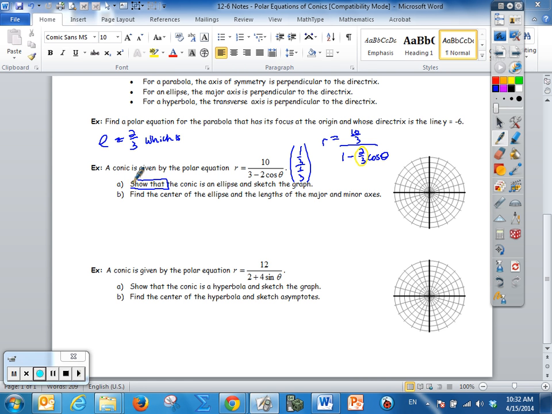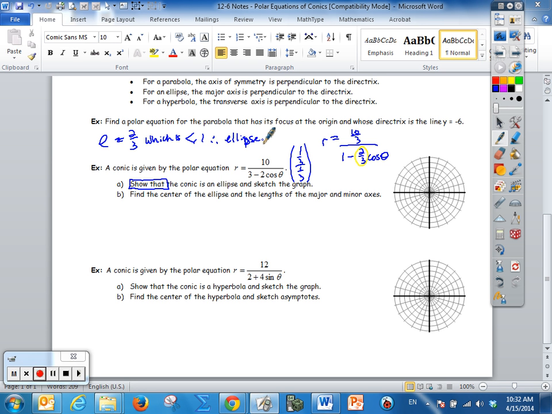Show that means prove. That's what I'm working on right now. We're writing down our proof. It's not a formal proof, but it does mean prove that. e equals 2/3, which is less than 1. Therefore, it's an ellipse. Okay, so we've accomplished the first part of A.